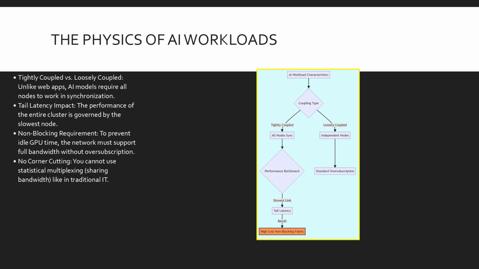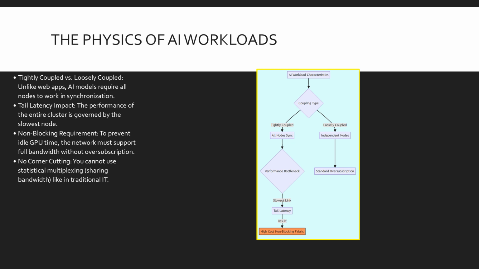Traditional data center apps are loosely coupled, meaning they scale linearly. Add a server, get more capacity. AI training is different. It is a distributed computing problem where hundreds of GPUs act as a single computer. Because of this tight coupling, the entire job runs only as fast as the slowest link, a concept known as tail latency. This forces us to build lossless, non-blocking networks.